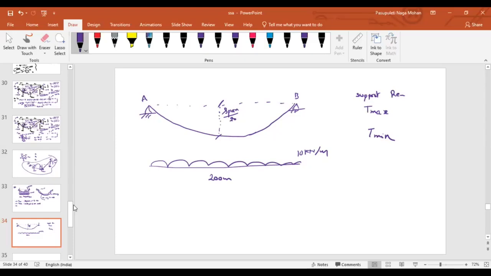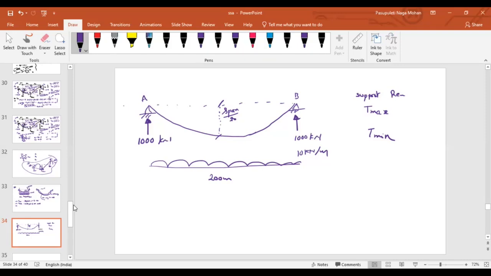Now, first of all, what are the components that we can find easily? What are the components that I can directly say, whether it is a horizontal reaction or a vertical reaction? This is symmetrical, right? If this is symmetrical, I can find the vertical reaction. The total vertical reaction is the total load divided by 2, as it is symmetrical. What is the total load? 200 into 10, 2000. So 1000 kilonewtons and 1000 kilonewtons.